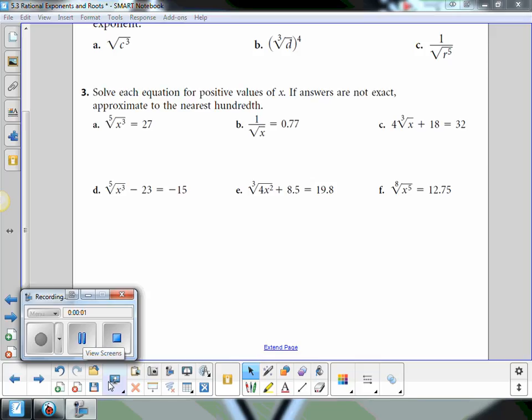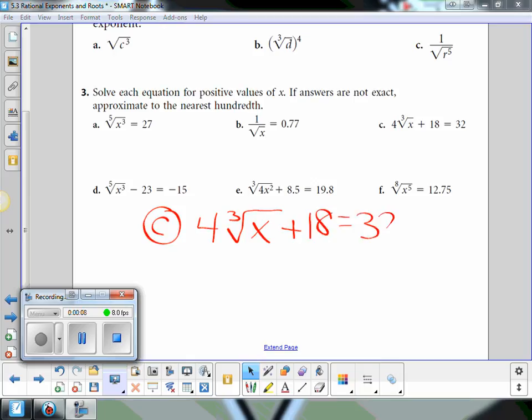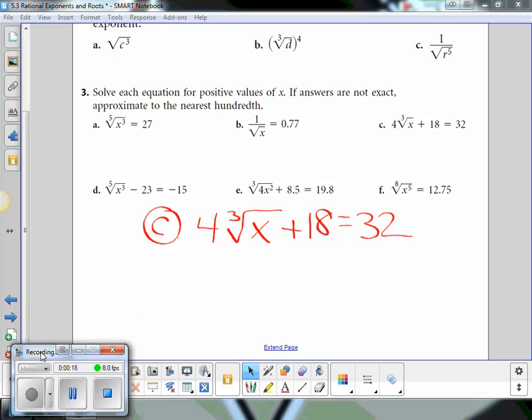Okay, so with this one, it's 4 times the cube root of x plus 18 equals 32. So we're trying to solve for x. What you want to do is, I would start by treating these like you would any problem that you're solving. Like, how would you solve for 4x plus 18 equals 32? So let's think about that for a minute. What would you do first? If you were solving 4x plus 18 equals 32, what would you do first?